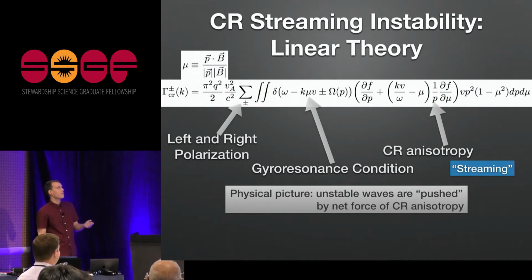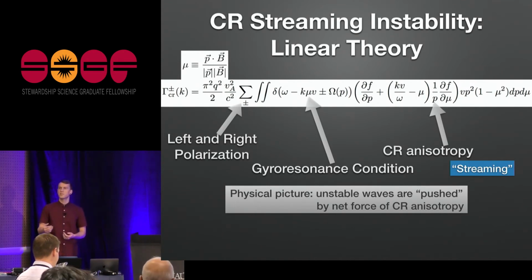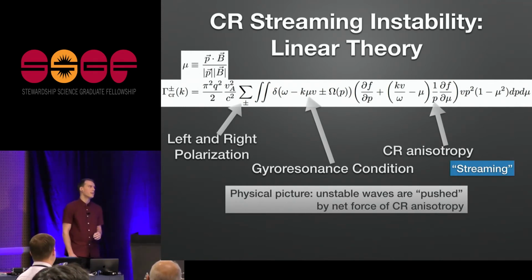growth rate. First of all, you can resonate with waves of different polarizations depending on the circumstances. There's a delta function in there that encodes this resonance condition that I just talked about. Here we're talking about gyroresonance, whereas before we were talking about a longitudinal resonance. So it's a little bit different, but not too much.